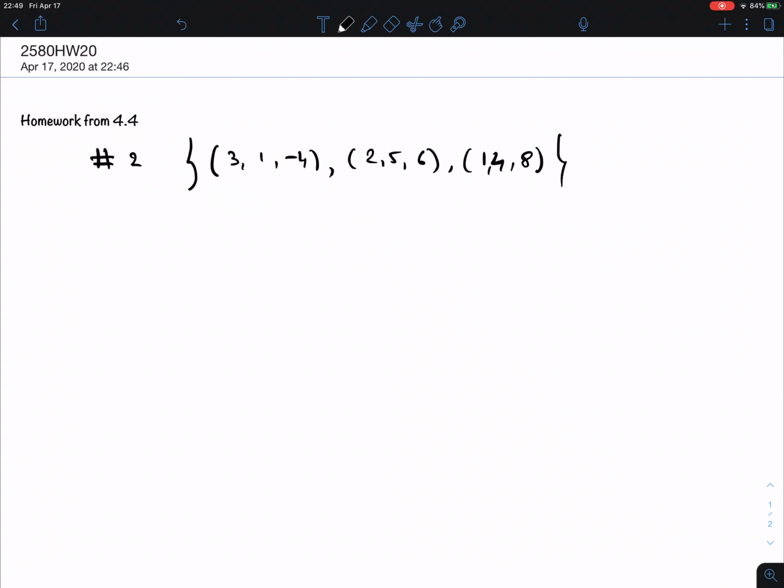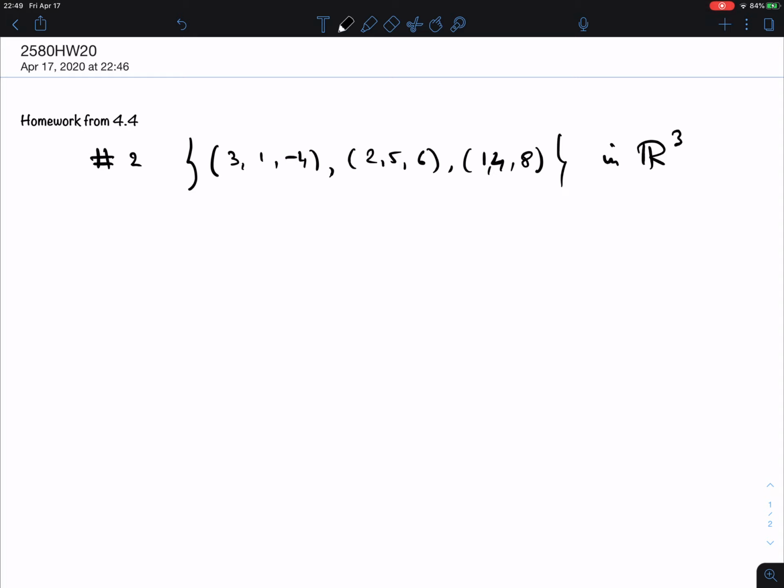Let's go quickly over some of the homework from 4.4, which was about a basis. The first question was: three vectors in R3, are they a basis? The way to do this is very simple. We make the matrix of these vectors, using them as columns, and then show that the matrix is invertible.